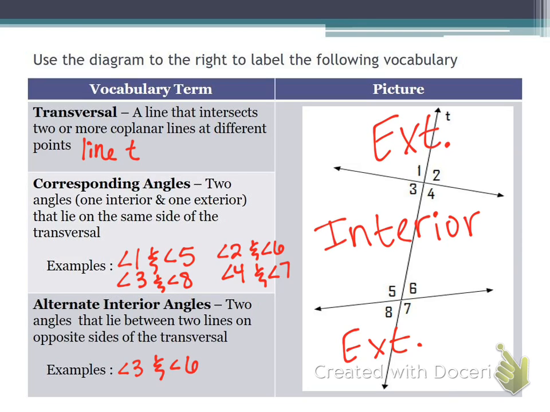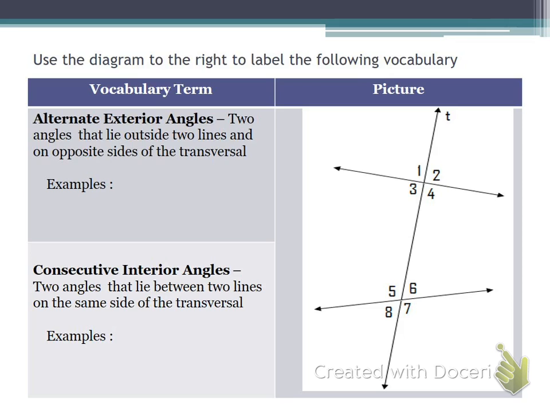We do have another pair of alternate interior angles. What is it? 4 and 5. Good. Angles 4 and 5. Questions, concerns about this slide before I switch to the next one to finish this box off? Okay, then we'll go to the next one.